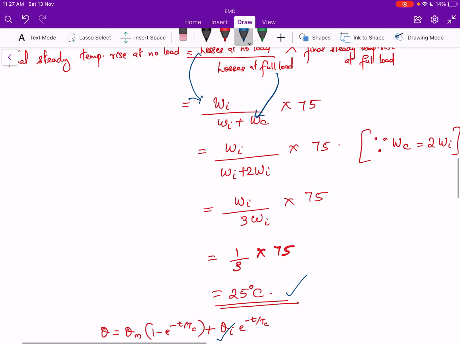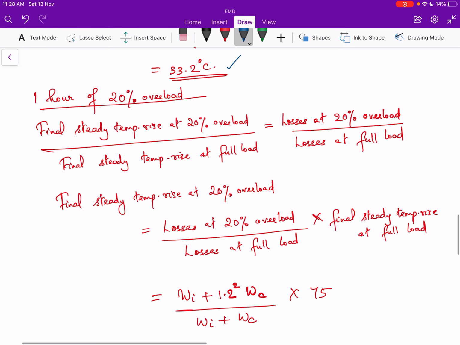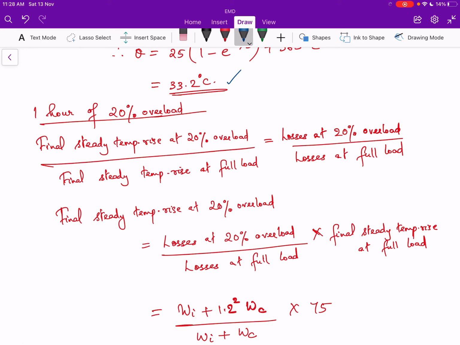Now we can move on to the third part, that is when the machine is working on 20% overload for 1 hour. So in that region also we have to find the final steady temperature rise corresponding to 20% overload. For that we can use this expression, and we'll get the final steady temperature rise at 20% overload as losses at 20% overload divided by losses at full load into final steady temperature rise at full load.